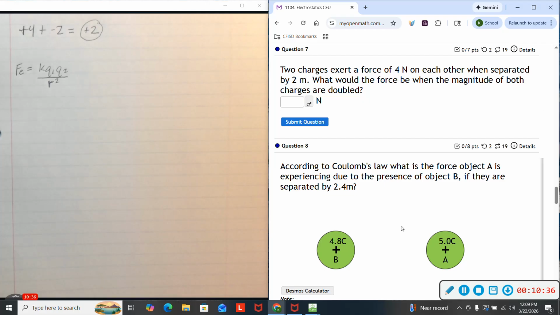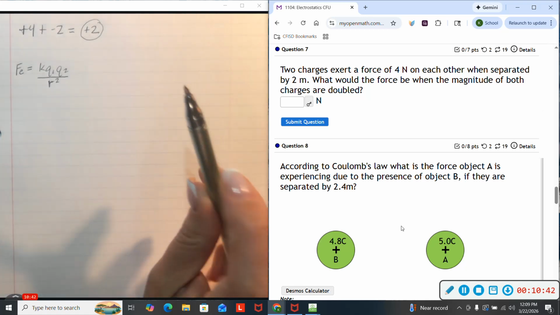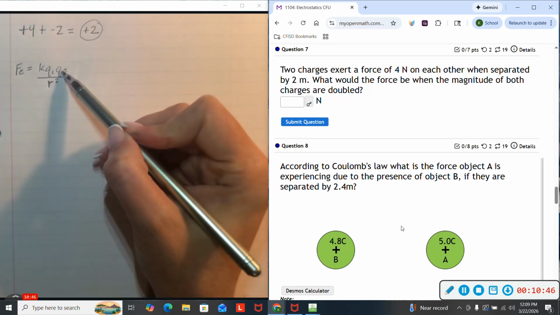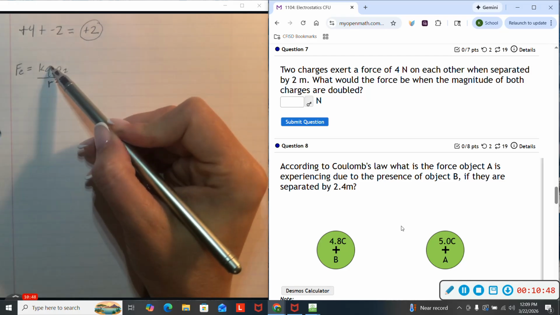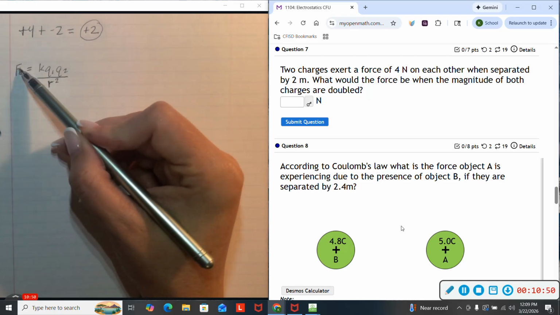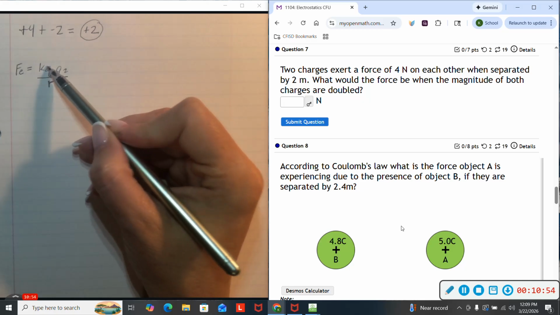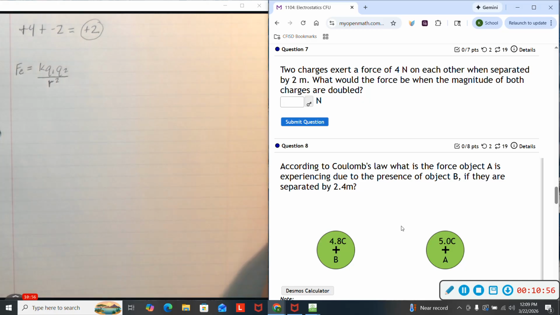So that's the formula. And so the question is asking, what happens if the charges of both are doubled? If I double one charge, it's going to double the force because they're directly proportional to each other. If I double both of them, then it's 2 times 2, which means it's going to be 4 times the amount of force between them. So if I double both the charges, I'm going to get 4 times the original force.